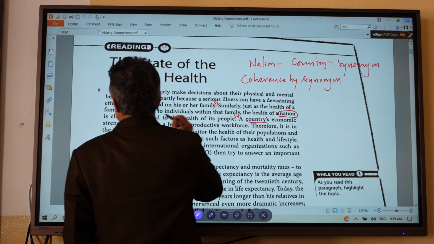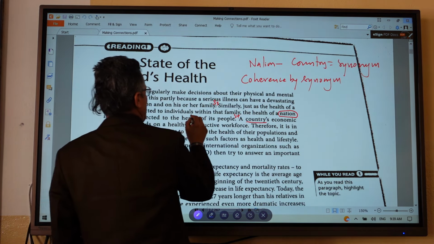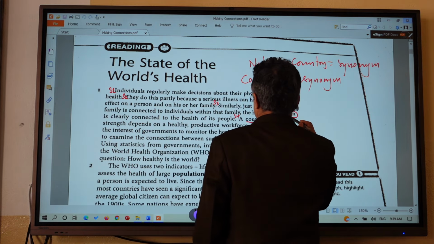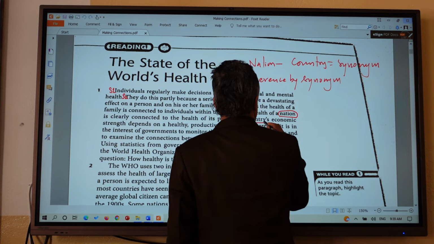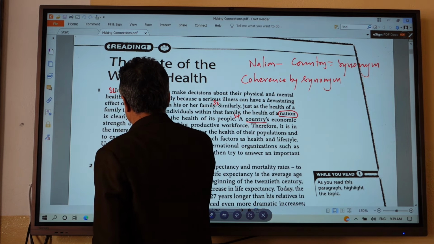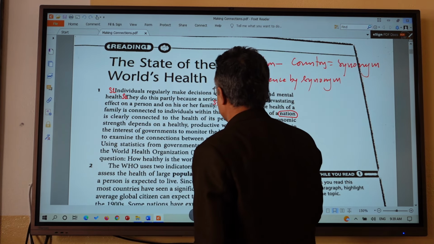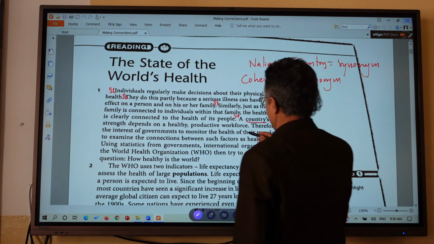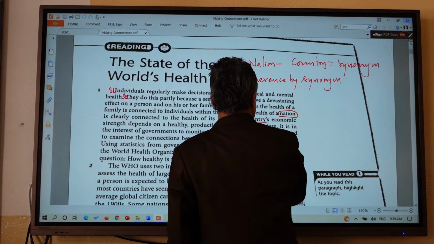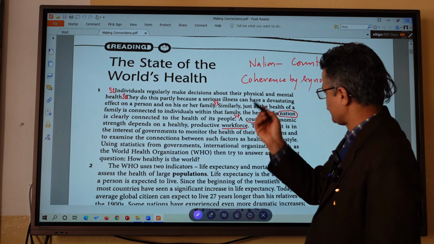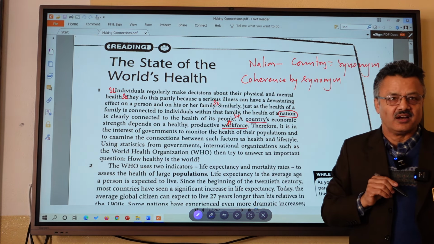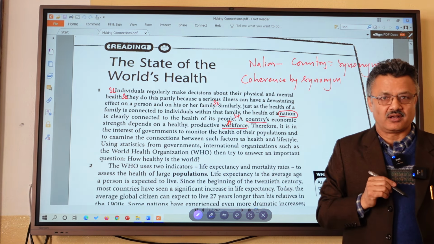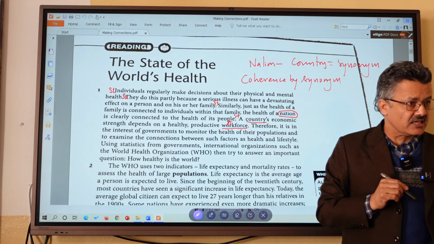Similarly, just as the health of a family is connected to individuals within that family, the health of a nation is clearly connected to the health of its people. A country's economic strength depends on a healthy, productive workforce. Now look here. The word workforce refers to people. Workforce means people.